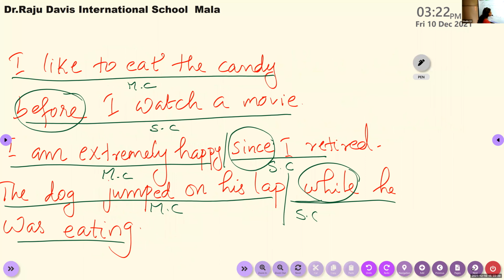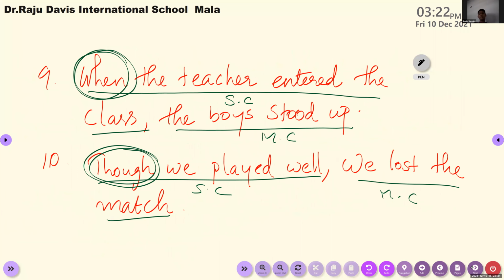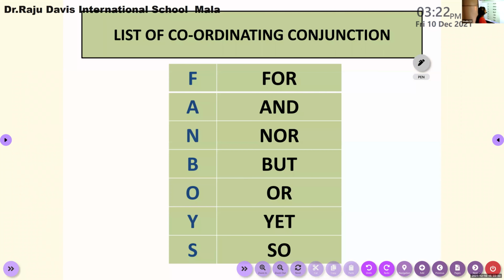Fanboys, excellent, fanboys. Let me share the screen once again for you children. We have all the boys with a fan in their hand, paper fan, right? Usually fan girls are there, fan boys first time you are hearing, right? So we have fanboys. If you remember the term fanboys, you will be able to identify a compound sentence.